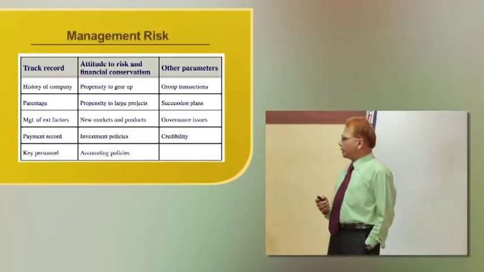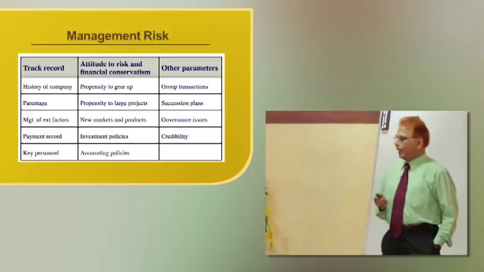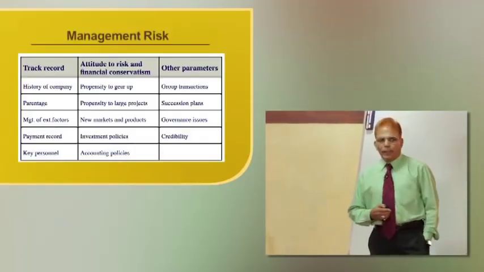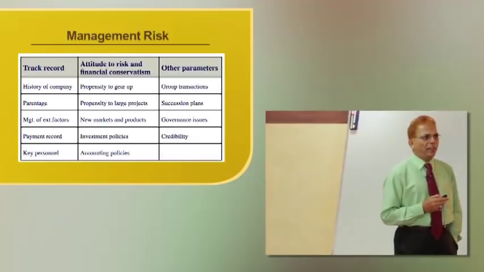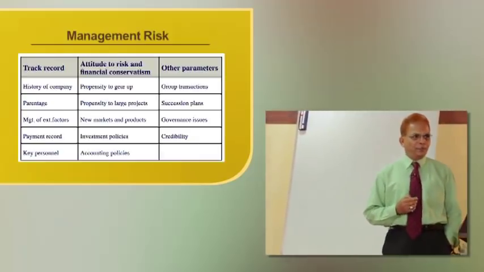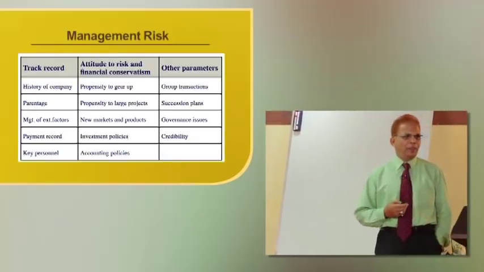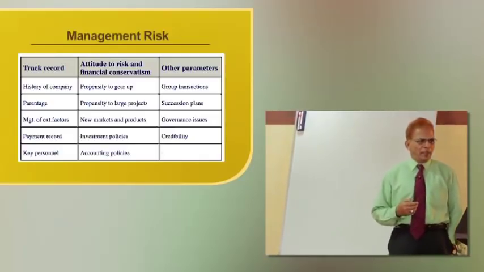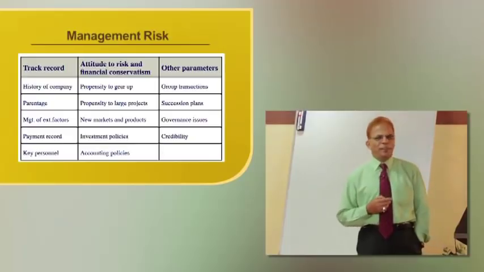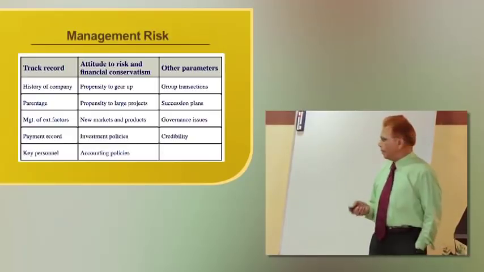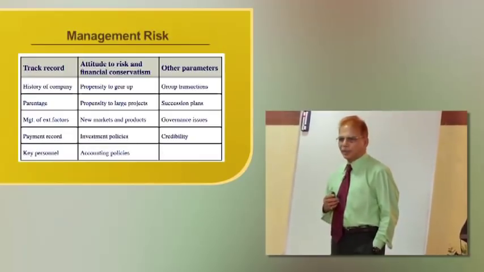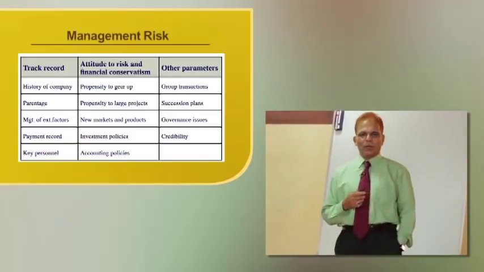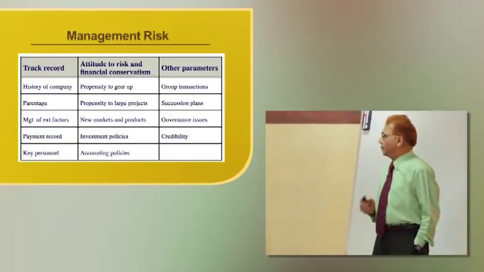And the management risk basically comes out of the track record of the borrower, attitude to risk and financial conservatism, basically coming out of what is the propensity for large projects, and the accounting policies, investment policies, and other parameters like group transactions. Succession plans also count when we have to decide on the management risk.